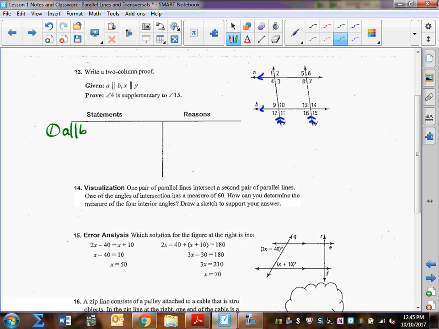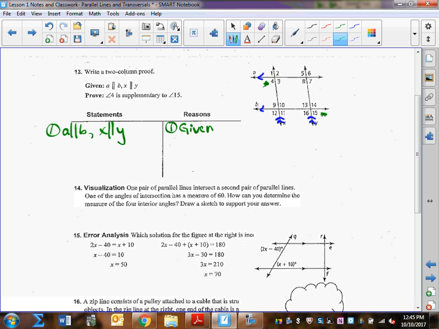A is parallel to B, and X is parallel to Y. That is going to be given to us. But let's take a look at what we're wanting to accomplish. We want to show that angle 4 is supplementary to angle 15.